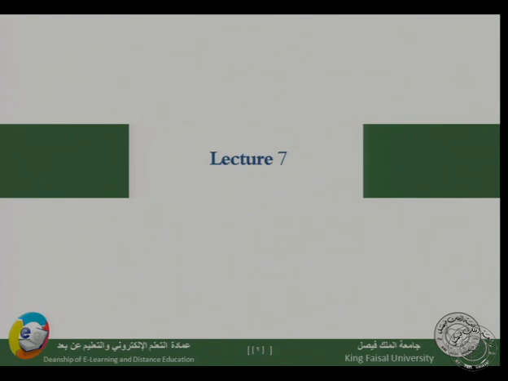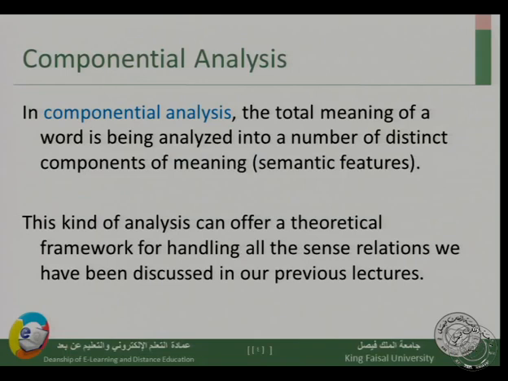This is lecture 7, and in this lecture we're going to talk about componential analysis. So what is componential analysis? It's a type of analysis where we take the total meaning of a word and analyze it into a number of distinct components of meaning. We can call these components all semantic features, so both are acceptable names for these. So we take a word and then we analyze it into components or semantic features.